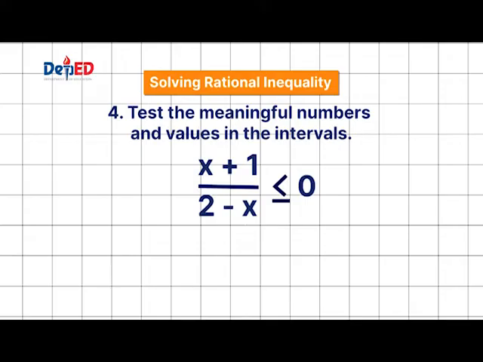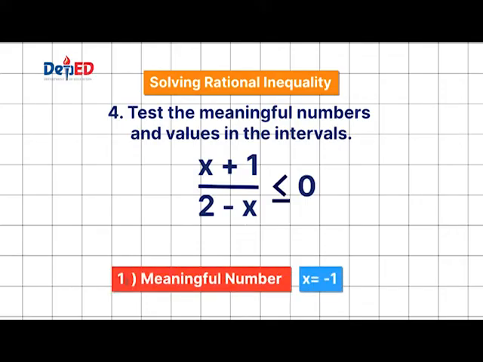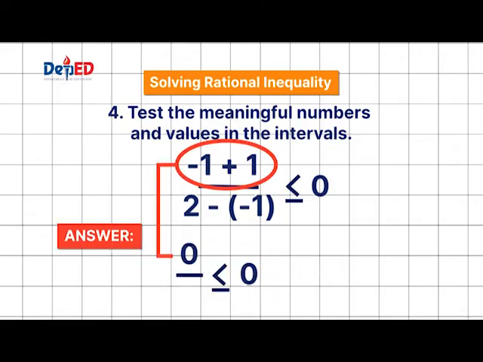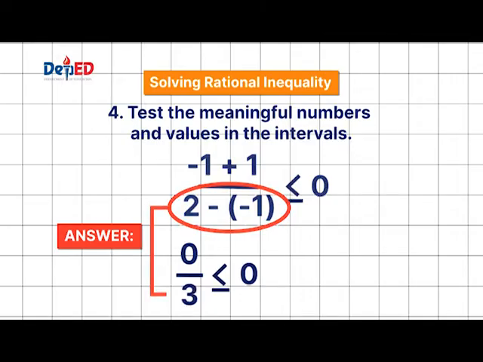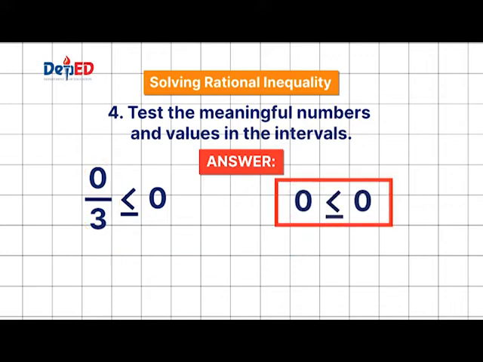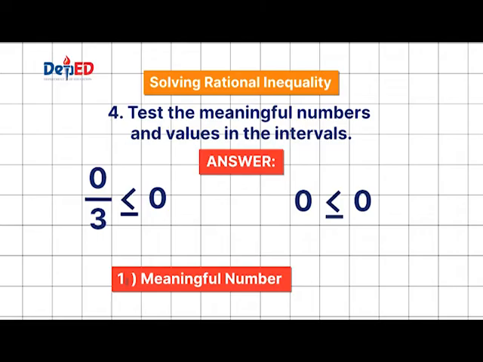We start with the first meaningful number, -1. We will have (-1 + 1) over (2 - (-1)) is less than or equal to 0. -1 plus 1 is 0. 2 minus -1 is positive 3. 0 over 3 is 0, and it is equal to 0. Thus, we say that -1 is a solution in the given inequality.